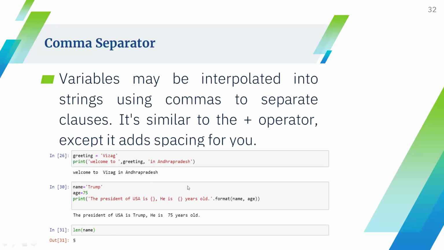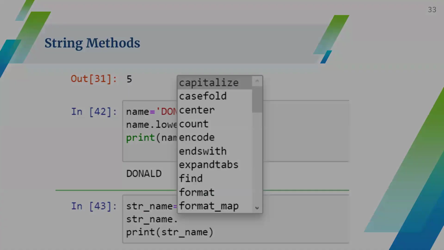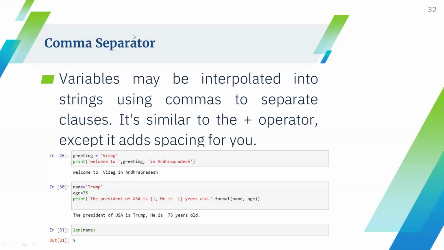Got it? So like this, we can use comma operators. We can replace, or we can bind the values of the variable, or I can find out the length of the variable, right? All these things you can do here. Got it? Now let me go for an example, right?